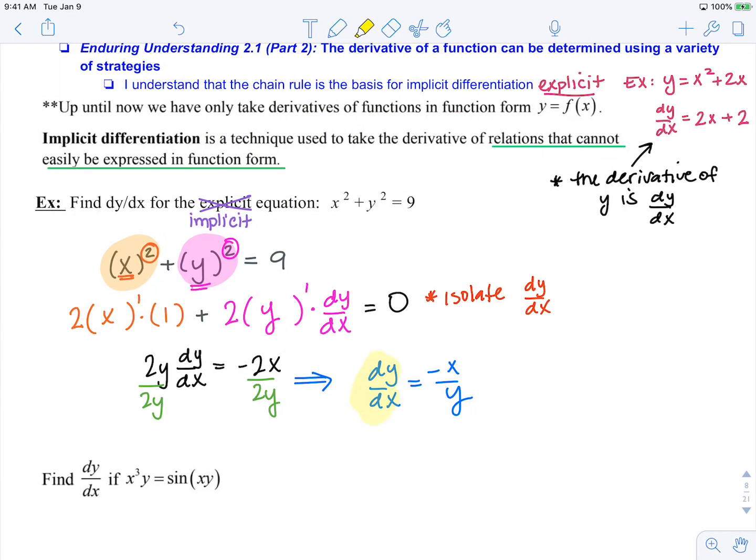And so you notice even our derivative is implicit in this final answer. So remember, anytime you take the derivative of y, that is dy/dx.